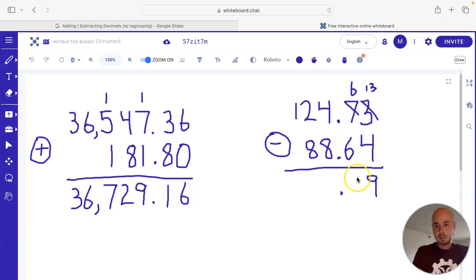6 minus 6, that equals nothing. 4 minus 8, I cannot do that. So I need to come over here and I need to regroup 1 from there. That gives me, I took 1 away from the 2, well, the 20, because it's in the tens place. Now there's only 1 left. The 4 now becomes 14, and 14 minus 8. 14 minus 4 is 10, minus 4 more is 6.